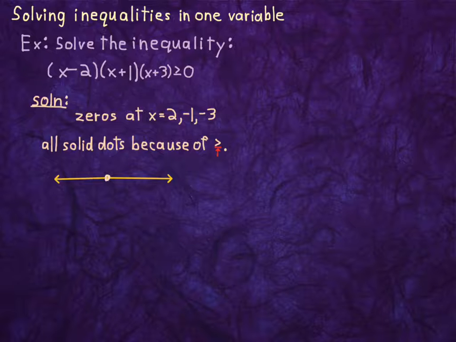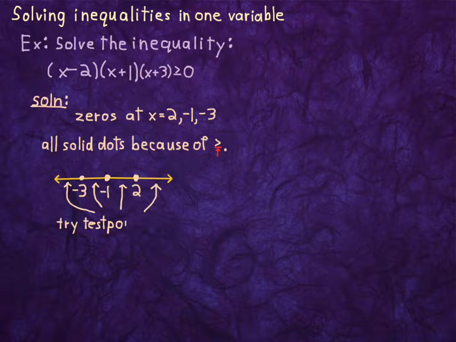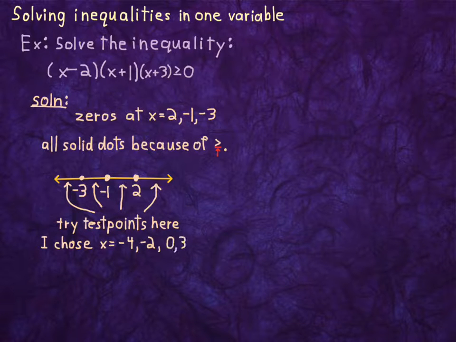So I'm going to graph those on a number line in the correct order, -3, -1, 2, left to right. And then what I want to do is check test points in each of the 4 intervals that defines to see which intervals include the solutions of the inequality. So I chose -4, -2, 0, and 3 just because those were simple numbers in between my endpoints of the intervals.